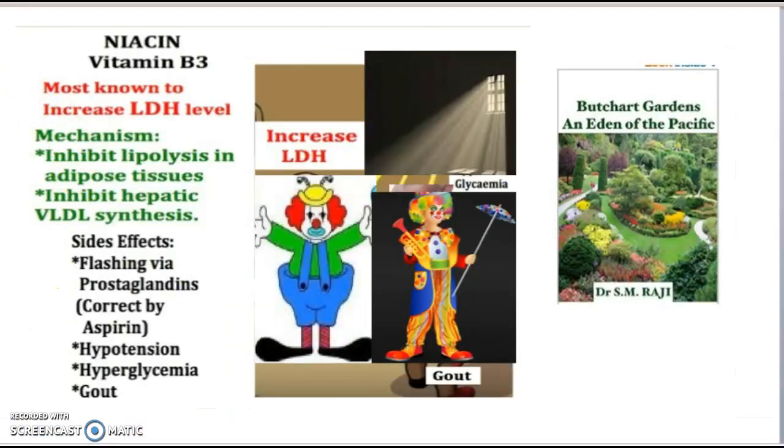So now moving on to niacin, vitamin B3. It is most known to increase HDL levels, and the mechanism inhibits lipolysis in adipose tissues and inhibits hepatic VLDL synthesis. So what are the side effects? Flushing via prostaglandins, which you can correct by aspirin, or hypotension, hyperglycemia, or gout.